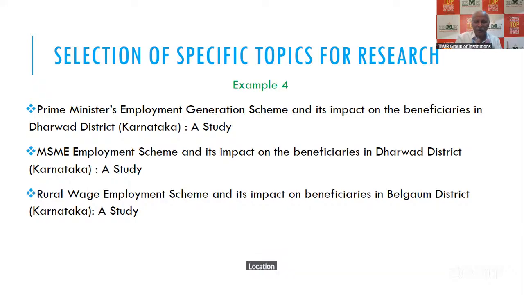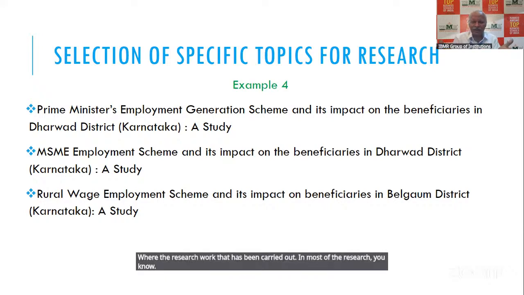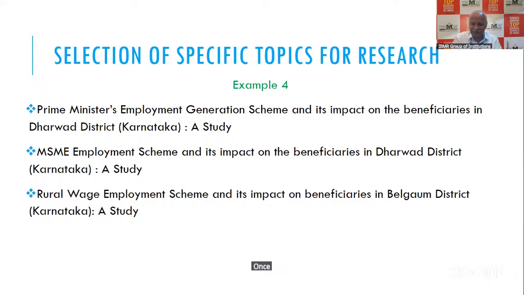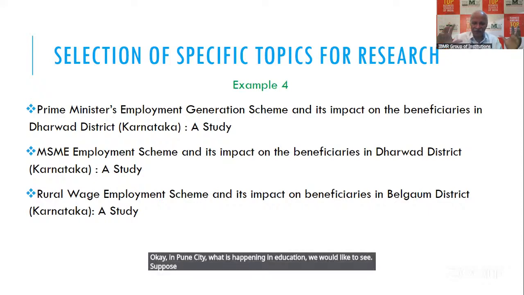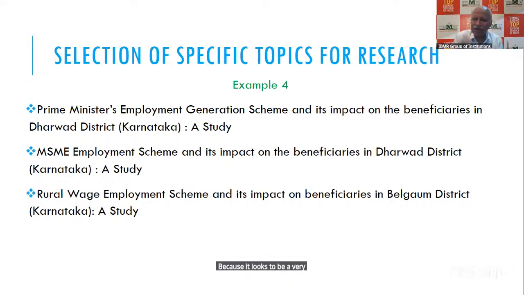Location is a must. Where the research work has been carried out, in most of the research, location is missing. We forget. Once location is missed, then my understanding is how can we influence the readers? Suppose in Hubli, suppose in Pune, suppose in Nagpur, people take interest. In Nagpur, what is happening, we would like to see. In Pune city, what is happening in education, we would like to see. Suppose in Goa, if we take, people get attracted. Oh, what is happening in Goa, we'll see. Location, where the study is carried out, is a must. Because it looks like a very minor, small thing, but it makes a major difference in terms of influencing.